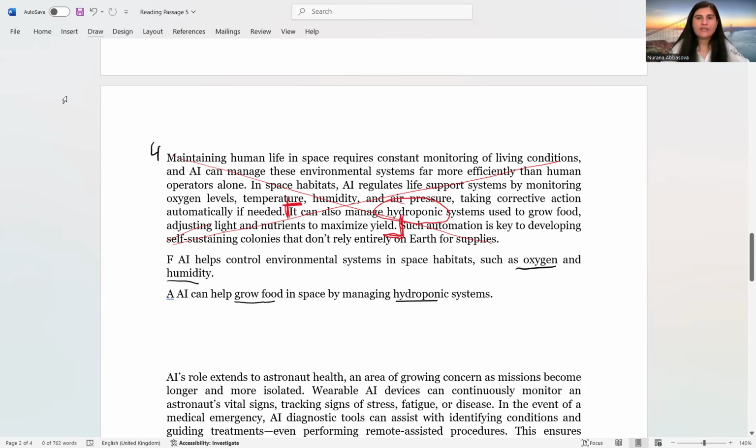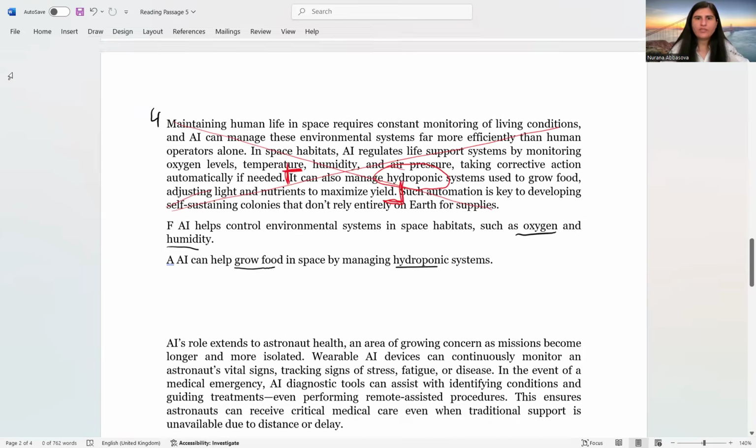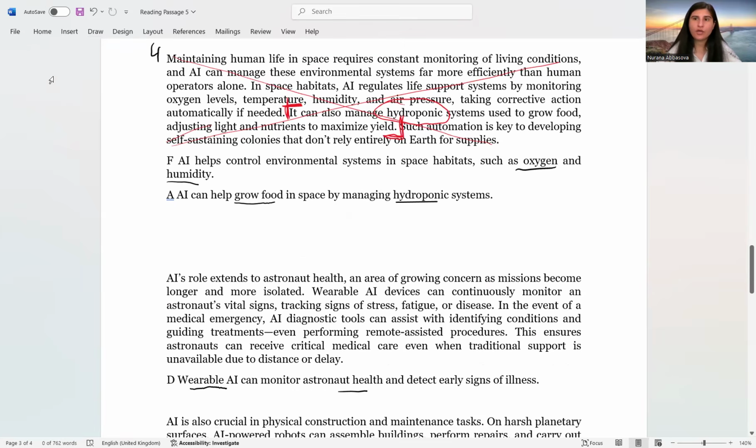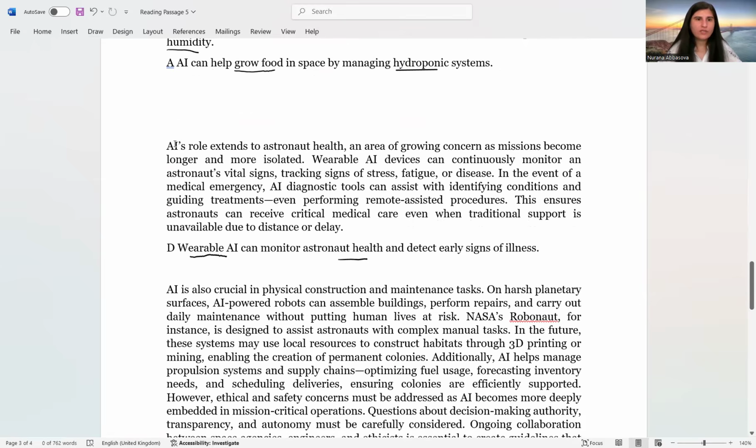And the last version is in which each paragraph has its own topic. So what is the topic of this paragraph? AI's role extends to astronauts' health, growing concern, mission. If I have something related to a health problem, a psychological problem, because I can see isolation here. So again, concern means that if there are some problems, I will come to this paragraph.